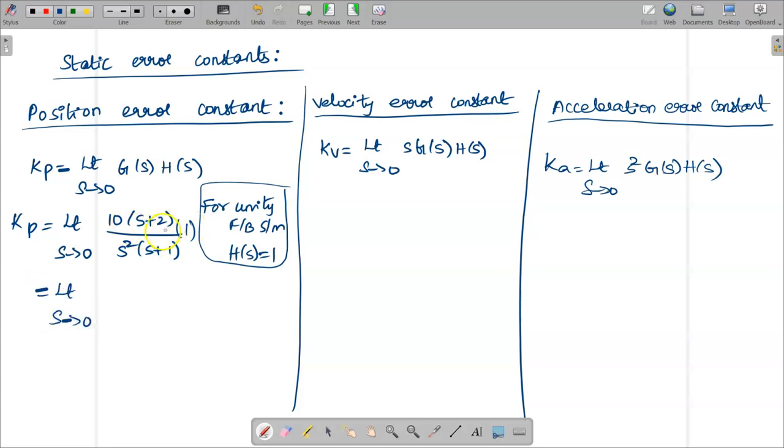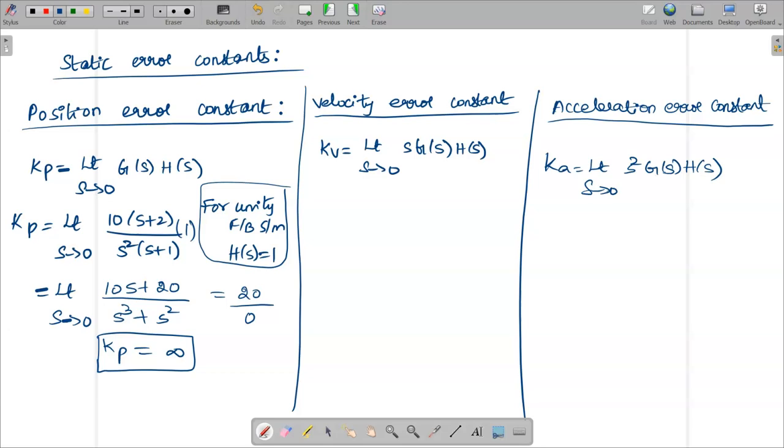So let us simplify this term, which is 10s plus 20 divided by s cube plus s square. Wherever we have s, just substitute s equal to 0. When you substitute s equal to 0, what happens? Numerator it is 20, denominator it is 0. Any value divided by 0 is nothing but infinity. So Kp is nothing but infinity. If we have the denominator as 0 and the numerator as some constant, it is infinity.